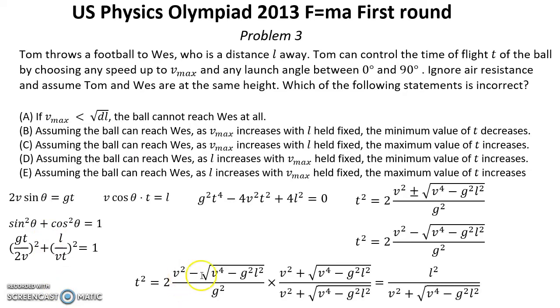For negative sign, we can multiply and divide this t squared by the same function, after which we can get this result, this formula. And now we can see that if we increase the speed v, we decrease minimum time, which is correct for answer B. It means that answer B is not good. So finally we can see that correct answer is D.